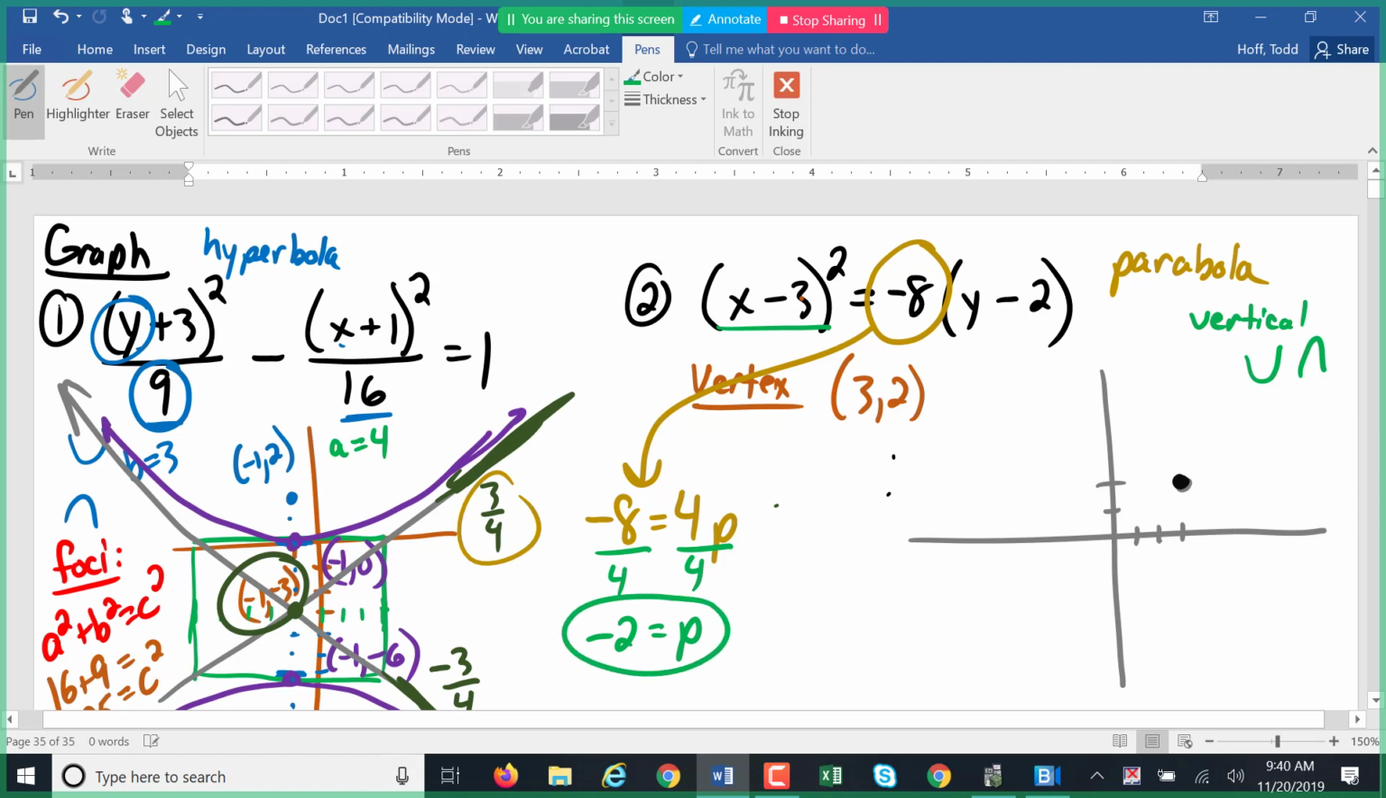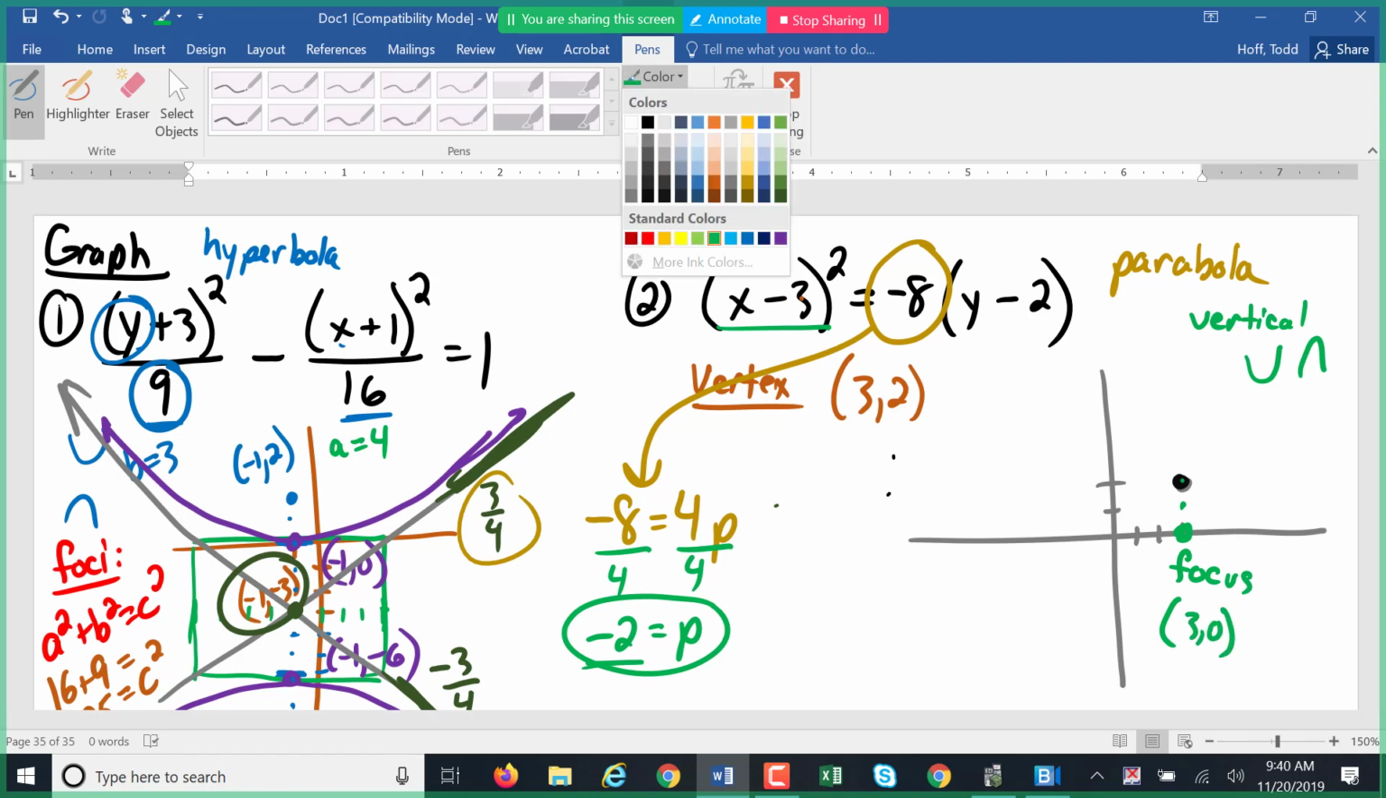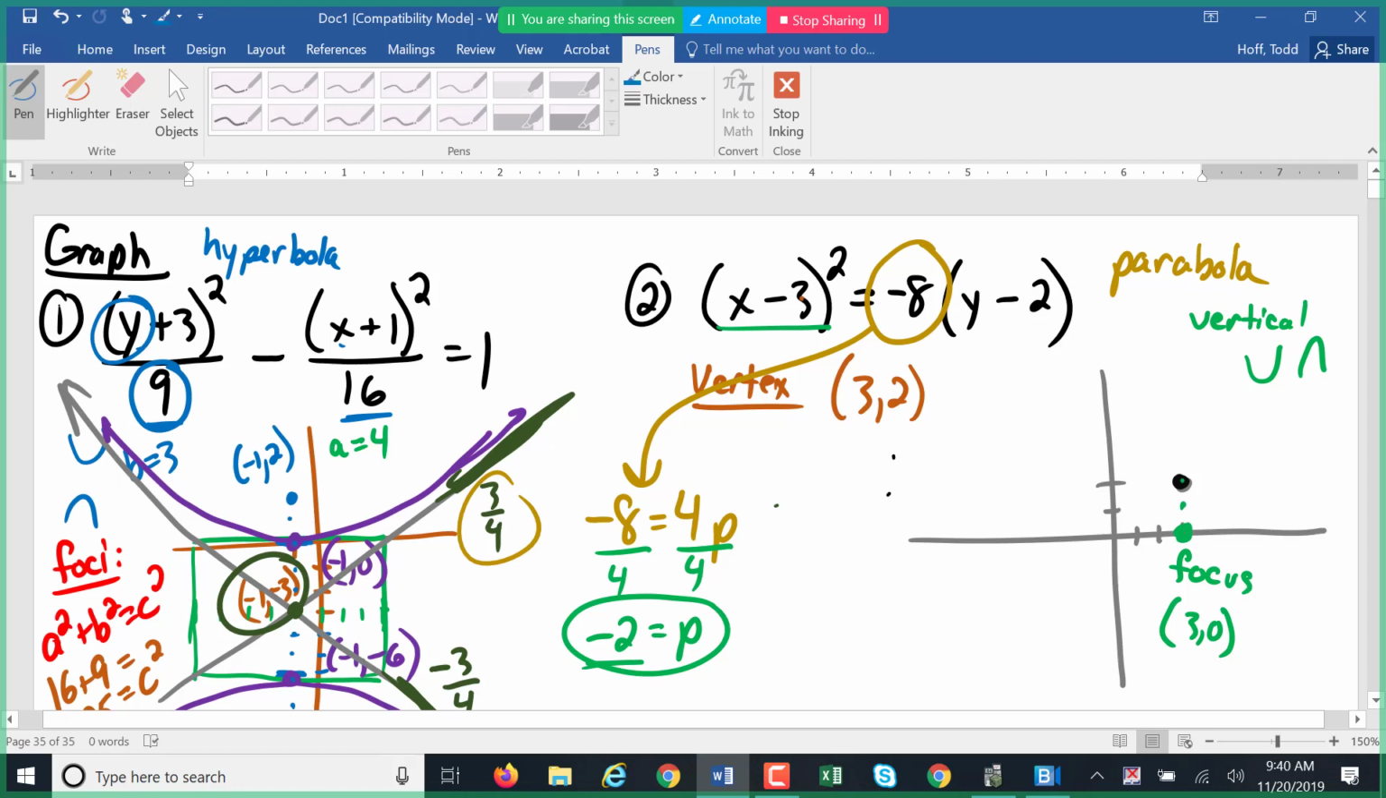So p is -2. Now the fact that p is negative tells us that this parabola opens downward. It is saying that the focus is 2 units below the vertex. So from the vertex we go down to, that's the focus. That's going to be at 3, 0. The directrix then is 2 units on the other side. So the directrix is up here at y equals 4.